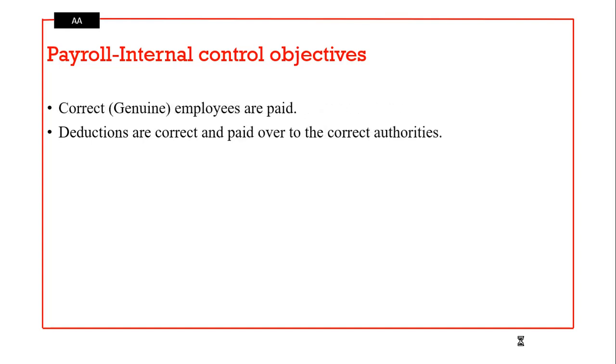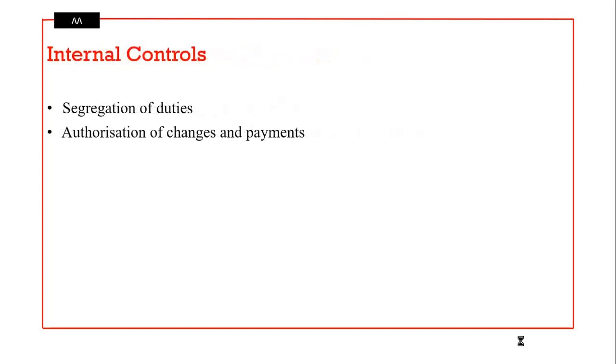You need to also ensure that the correct employees, genuine bona fide employees, are paid. You need to ensure that deductions are correct and paid over to the correct authorities. Okay, what are some of your controls here? Segregation of duties, very important. The human resource department should initiate the payroll process, and the finance department should finance the payroll. There must be segregation of duties. There must be authorization of changes and payments.